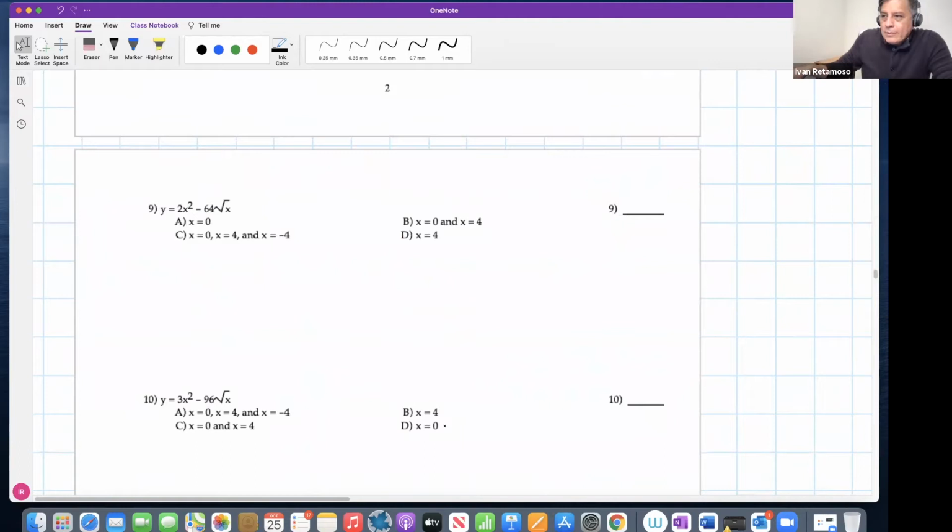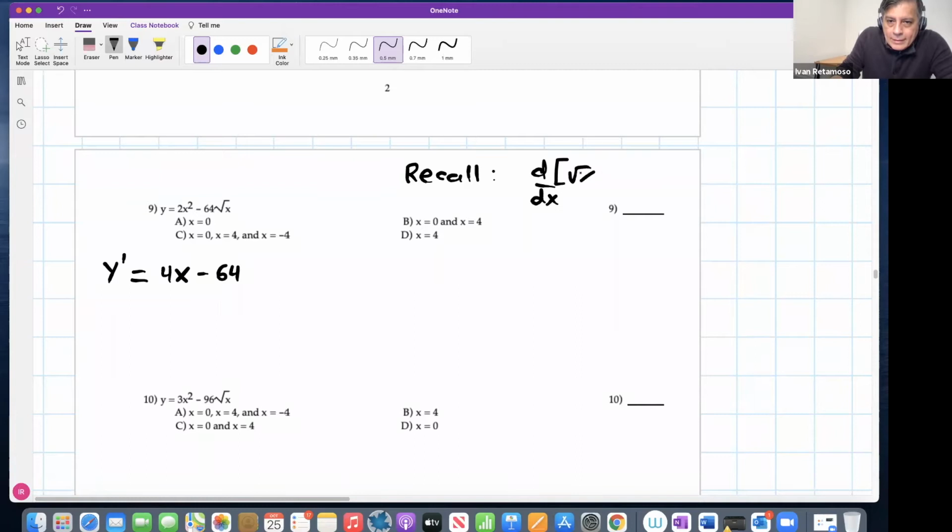Suppose they ask you to find the critical points of this function, y equal to x squared minus 64 square root of x. So let's say you take the derivative. The derivative of x squared is just 2x, right? Derivative of this part, the 64 constant comes out. What is the derivative of a square root of x? Well, recall the derivative with respect to x of this nice function, square root of x, is in simplified form 1 over twice square root of x, right? So that will come next. 1 over twice square root of x.